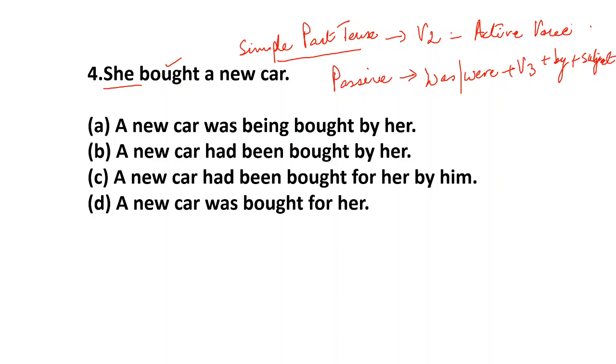Okay. So here you find out which option is correct. There has to be was, were. So a new car was being bought by her. So a new car had been bought by her.